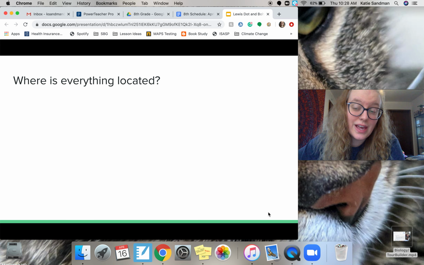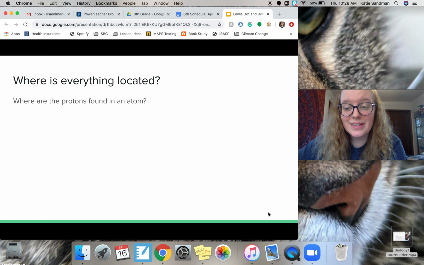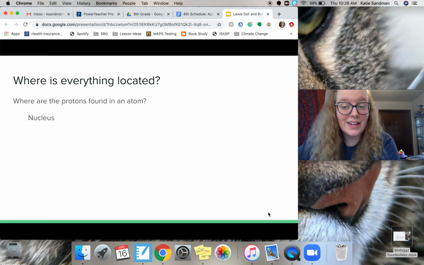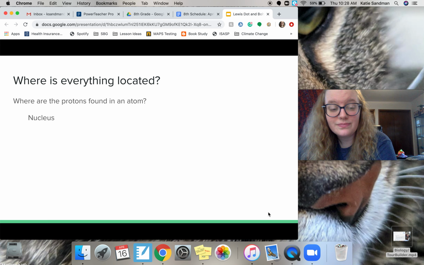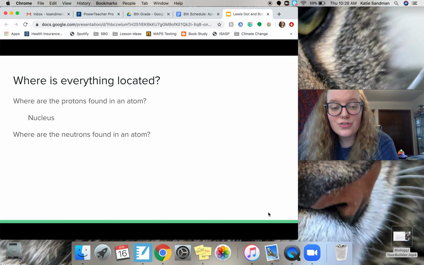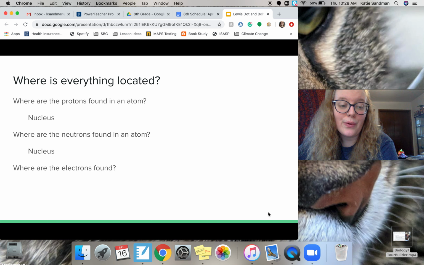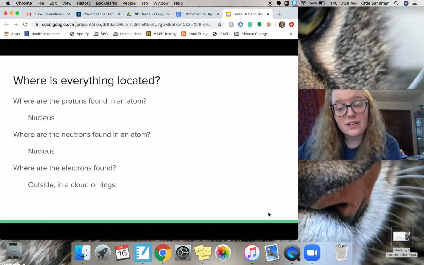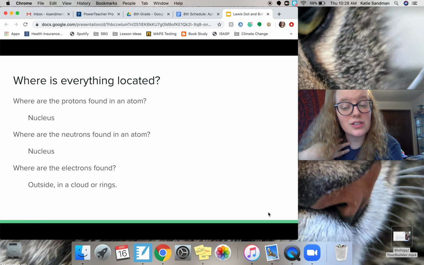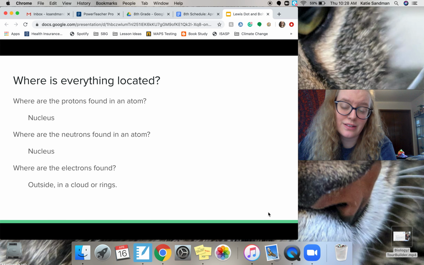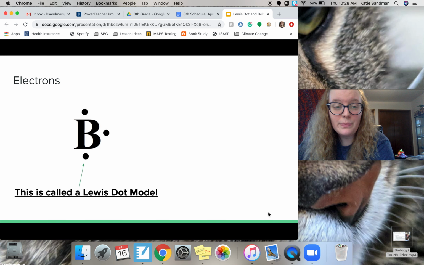Where's everything located in our atom? Where are protons found? They are found in the nucleus. Where are neutrons found? They are also found in the nucleus. And then our electrons, they are found outside in a cloud or rings. So when we look at them, we're going to look at them as being in rings around our nucleus.